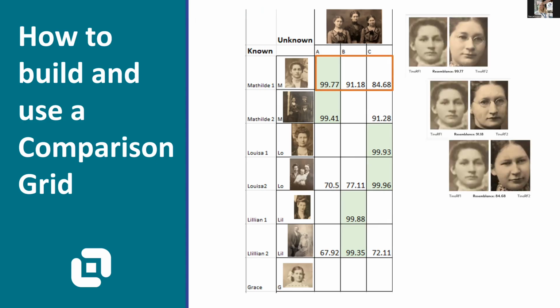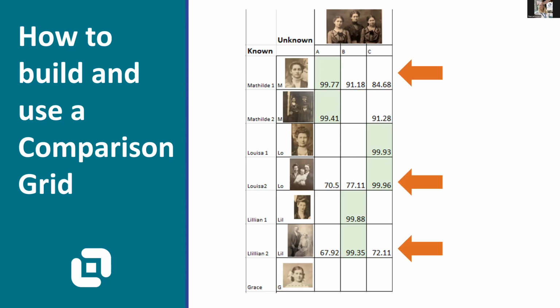To build your comparison grid, just think back to math class. We're going to put in the cells the resemblance score made between the 2 faces in the pairing. Let's start with the top row, the known photo of Matilda. I filled in the score between Matilda and the girl in column A, where the score is 99.77. Matilda and girl B have a score of 91.18, and the next sister is 84.68. This process is repeated down the grid. In the cells where there's no number, no pairing was made between those 2 faces.